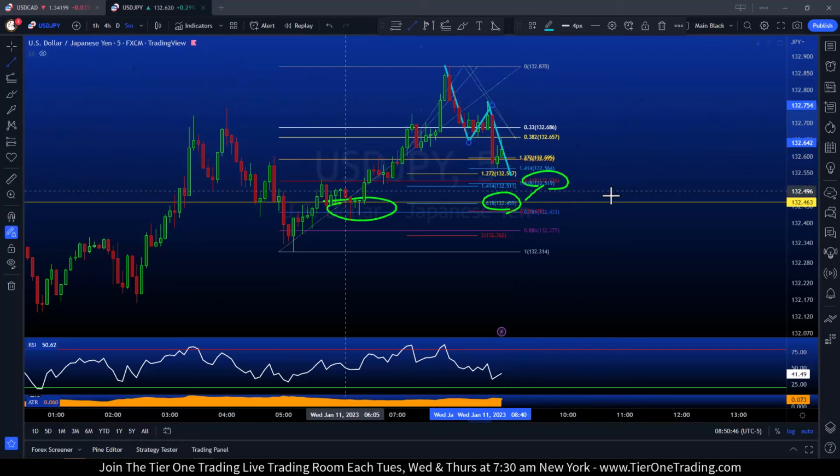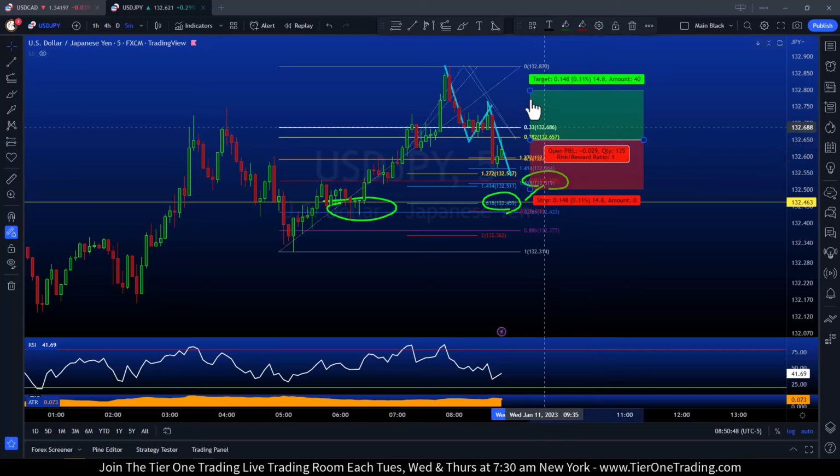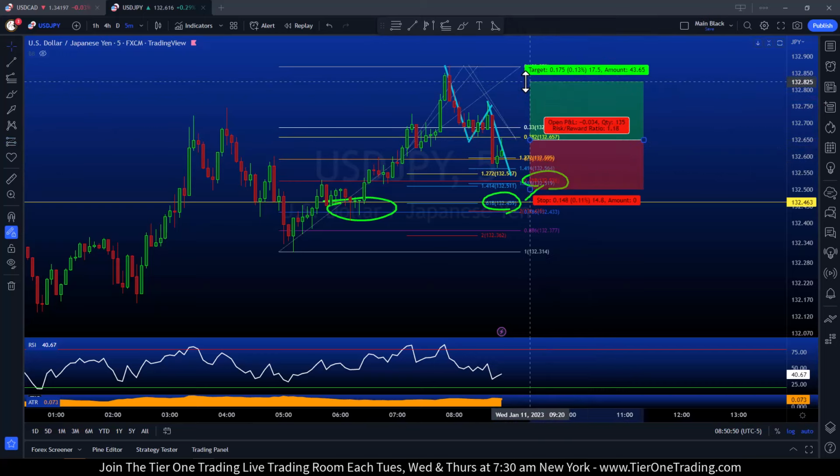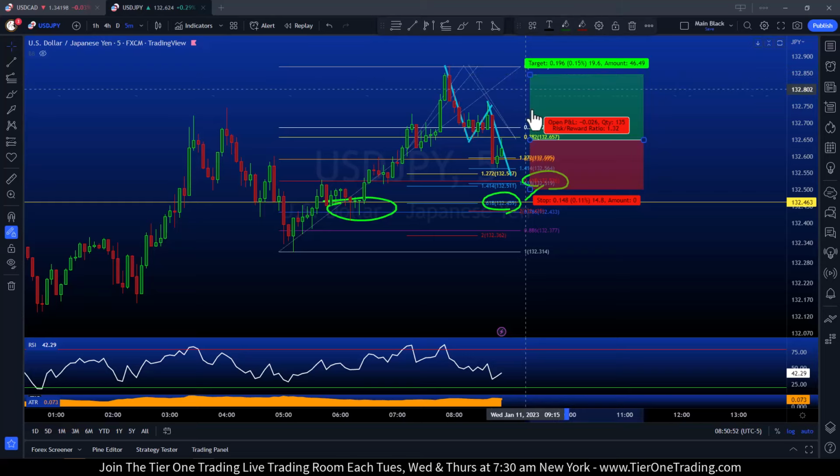Different ways to shoot for targets. One, in your traditional, conservative trend continuation fashion, you could shoot for a retest of the highs. We'll get stops an ATR below. ATR is 7. Sorry for the junk here. That's going to be 49, right? So you're looking at something like this.